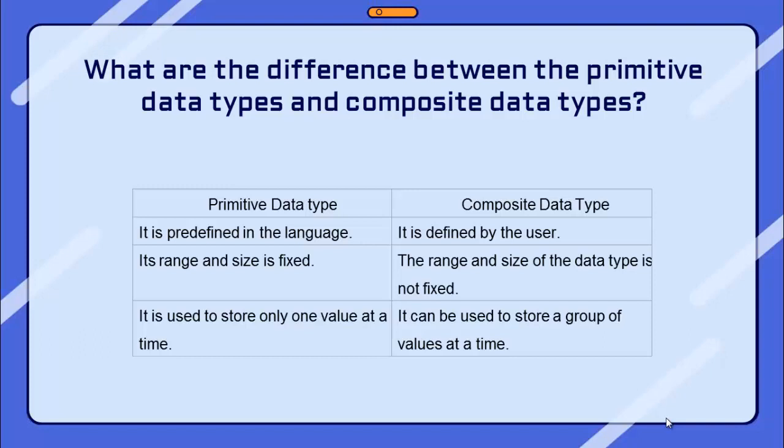Primitive, it is used to store only one value at a time. Composite, it can be used to store a group of variables at a time.